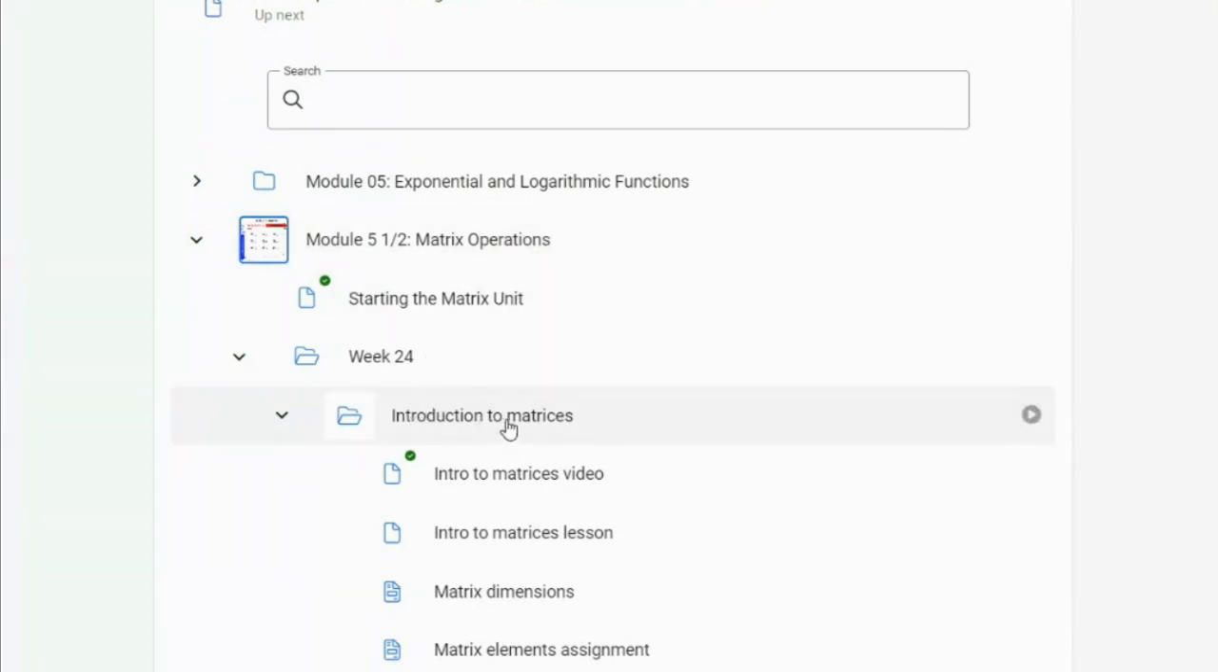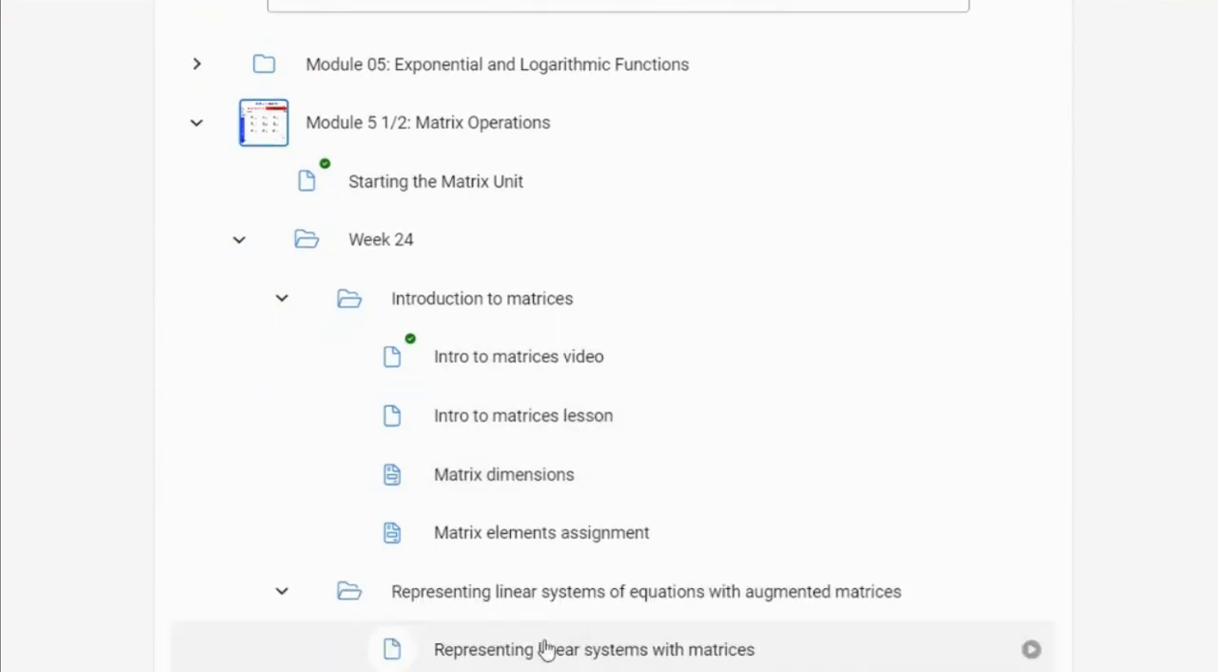Intro to matrices. When you open these folders, first thing we have is an intro to matrices video. We're going to watch this together in class, but you can rewatch it if you need to go back and review that. It's only like 4 minutes. And then we're going to look at the intro to matrices lesson, and we're going to look at the first assignment as well, because I want you to know how to do this. And you also have representing linear systems of equations with augmented matrices.